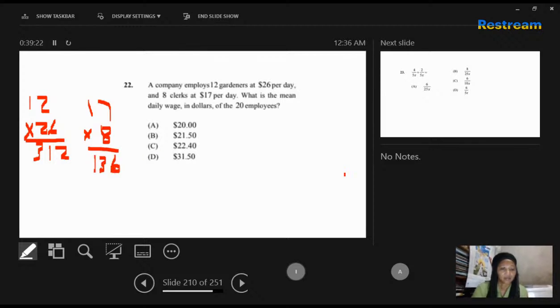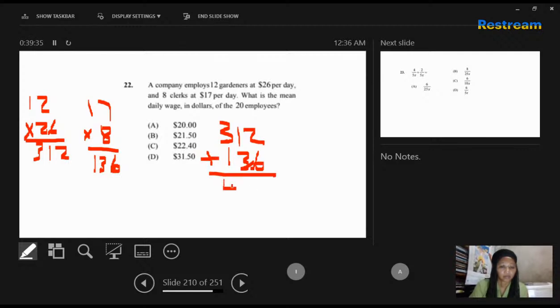Yes, miss. We're going to add them and divide by 20 to get the mean. So 312 plus 136 is 448. 448 divided by 20 is $22.40, so C.